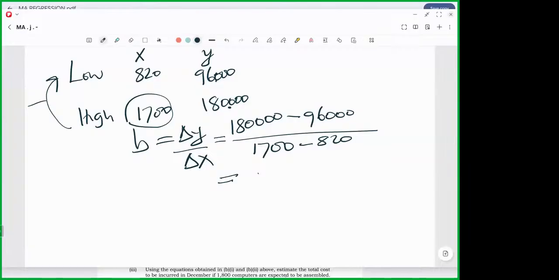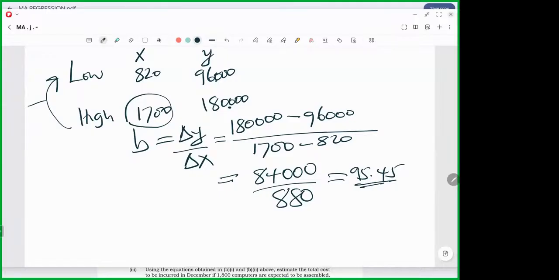So 84,000 over 880. According to Connex, she has been able to get the quotient, 95.45. Can somebody else confirm that that is the correct situation? $95.45. ARG has confirmed. Nancy has also confirmed.